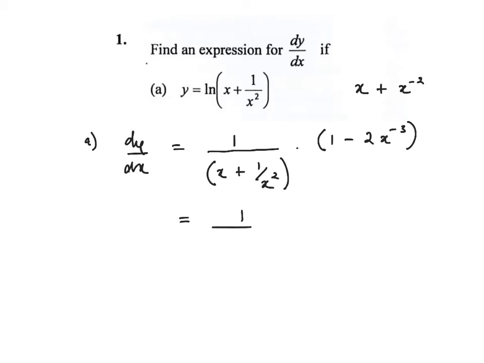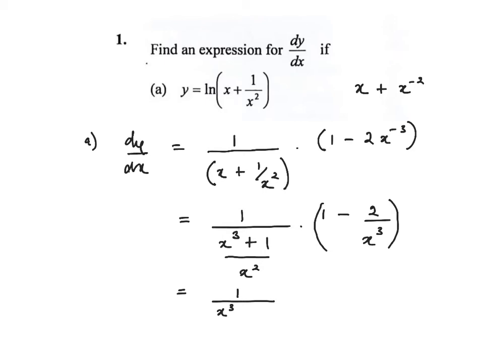So 1 over, what I'm going to do is I'm going to make this x cubed plus 1 over x squared, and this is 1 minus 2 over x cubed, and 1 over x cubed plus 1 over x squared times, I'm going to write this as x cubed minus 2 over x cubed.